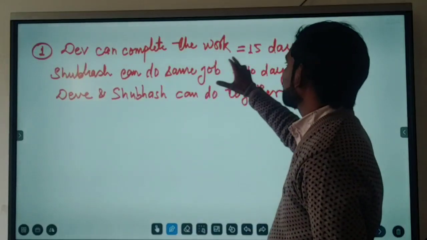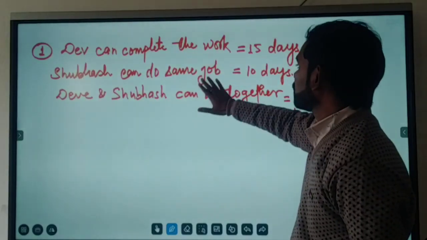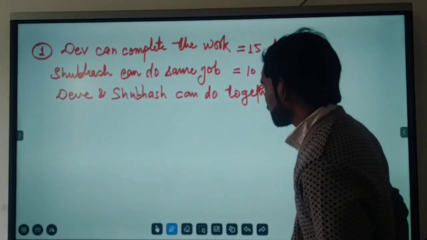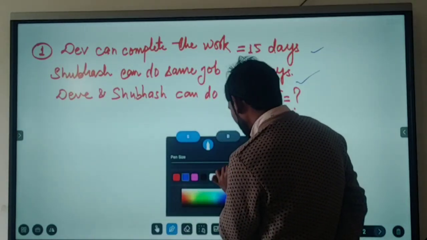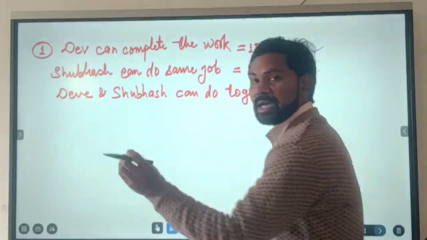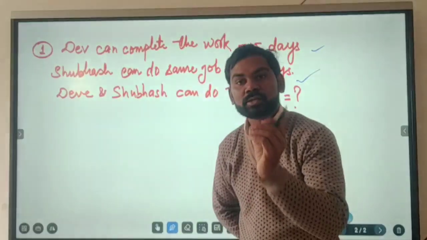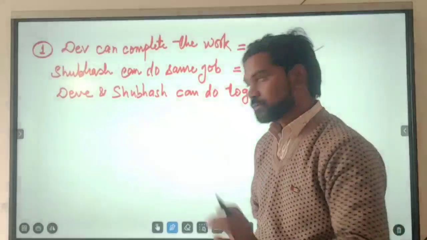They can complete the work in 15 days and Subhas can do the same job in 10 days. So the question is clear, everyone, and we have to solve it. What time is required by Dev and Subhas if they work together?